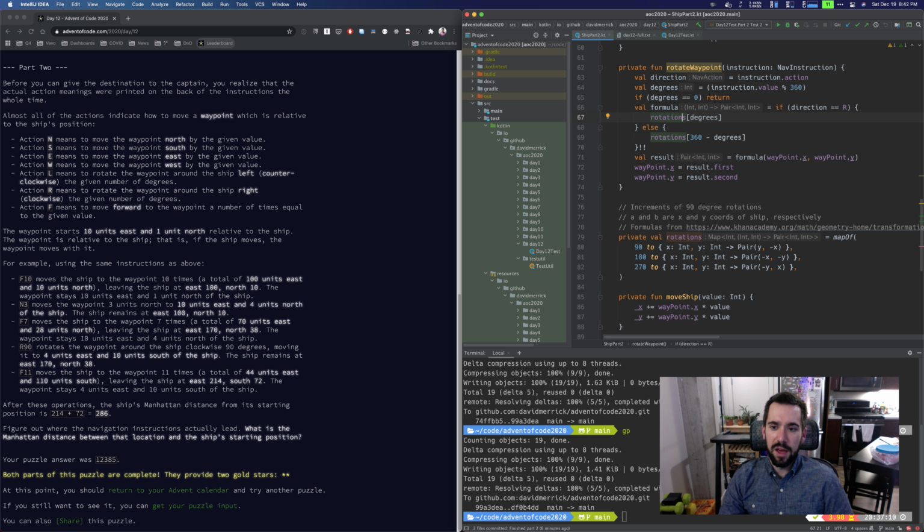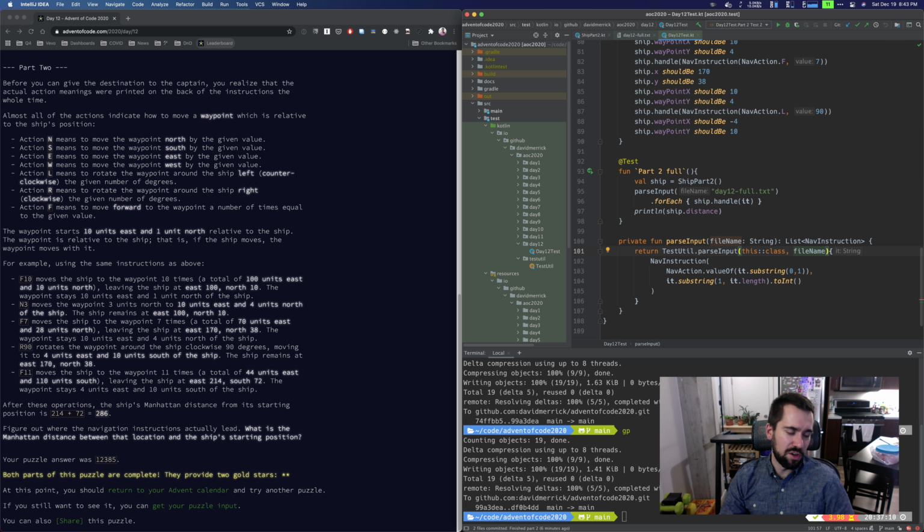So let's say we have a 90-degree counterclockwise turn. If you subtract that from 360, you end up with 270. And so it's effectively the same formula. So we can reuse these rotation formulas for clockwise and counterclockwise rotation. We just have to compensate by subtracting from 360. So we basically take the current waypoint x and y, plug that into the formula, and this returns a pair. We take the first for the x, the second for the y. And it took a while to get this right.